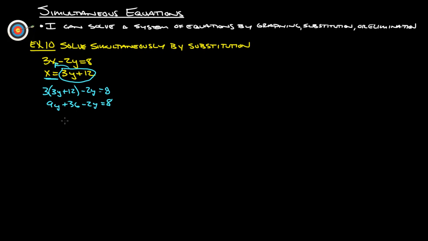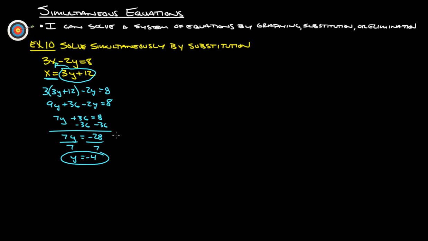Let's see, 9y minus 2y is 7y, plus 36 equals 8. Let's subtract 36. We get 7y equals negative 28. Divide by 7, and we get y is negative 4. So that's not our solution, that's just our y value of our solution.